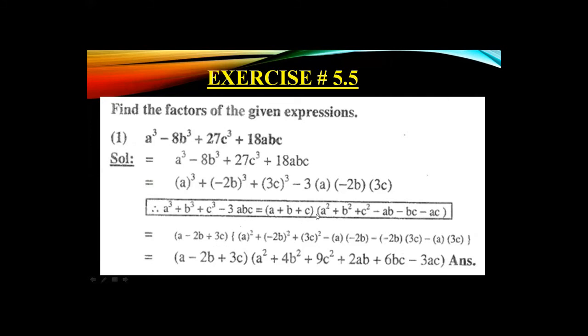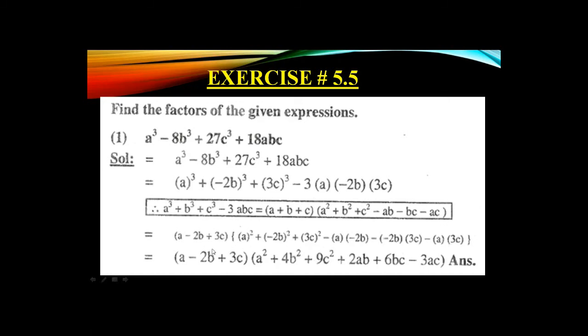Then next, a square plus b square plus c square. So instead of a, use a. Instead of b, use minus 2b. And instead of c, use 3c. And then next we are having minus ab. Instead of a, use a, and instead of b, use minus 2b. Minus bc: instead of b, use minus 2b, and instead of c, use 3c. Minus ac: instead of a, use a, and instead of c, use 3c.